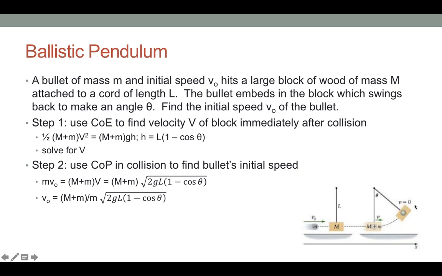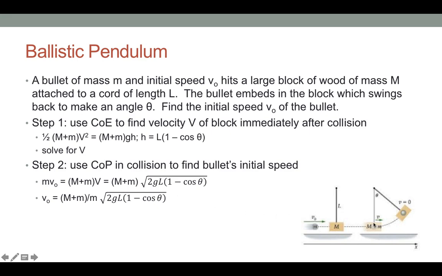So at the very end right here, when it's at the angle theta, its velocity is 0, so there's no kinetic energy. All the energy is potential. And this energy will simply be mg times h, and h will just be the height above its starting point, and that height will simply be this length L minus L cosine theta. And that tells me that 1/2 times the total mass times the velocity coming out of the collision squared equals the potential energy. We solve that for the velocity v. That tells me basically the velocity coming out of the collision.